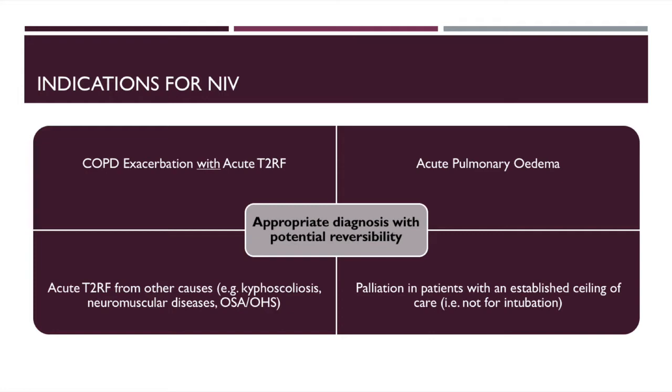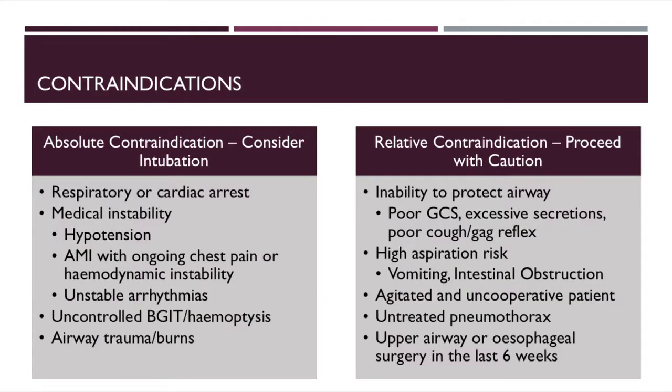Most importantly, before initiating NIV on your patient, ensure that the diagnosis is appropriate and there is a potential for reversibility. Before starting your patient on acute NIV, ensure that your patient does not have any contraindications. If your patient fulfills criteria for any of the mentioned absolute contraindications in this table, do not initiate the patient on NIV and consider intubation instead. If your patient fulfills criteria for relative contraindications, you can still proceed with NIV if clinically indicated, but do so with caution and have a low threshold to intubate when necessary.